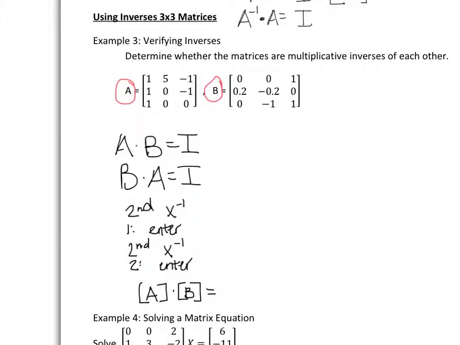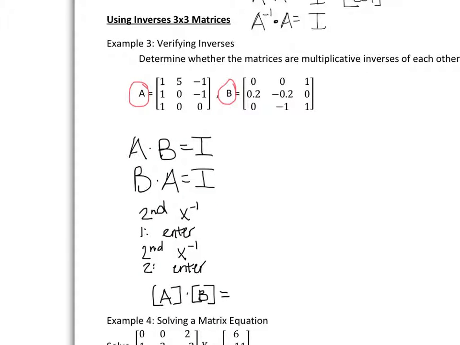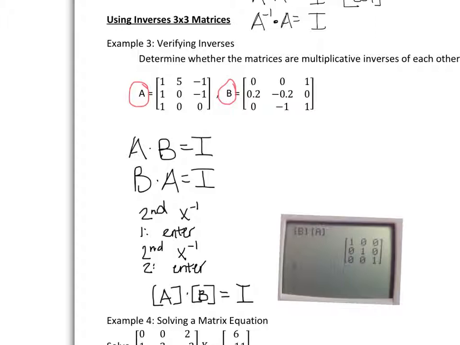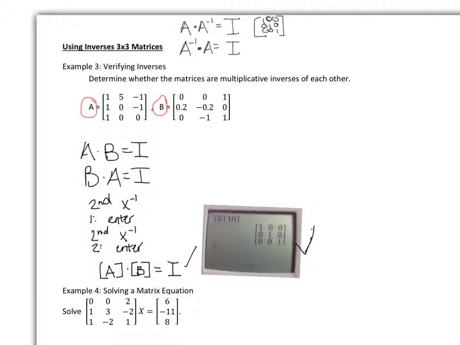So what does it give you, the identity? Yes? Okay, so that one's good. Now go do the same thing, but in the opposite order. All right, so when you multiplied A times B, you got the identity, and when you did B times A, you got the identity, correct? Yes? So that means your answer is yes. A and B are inverses.